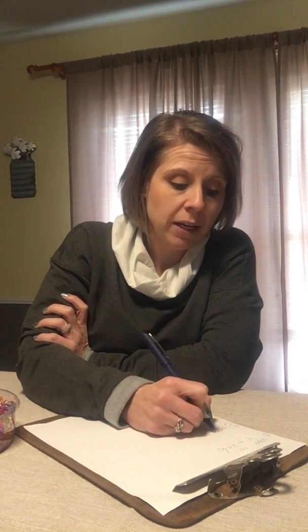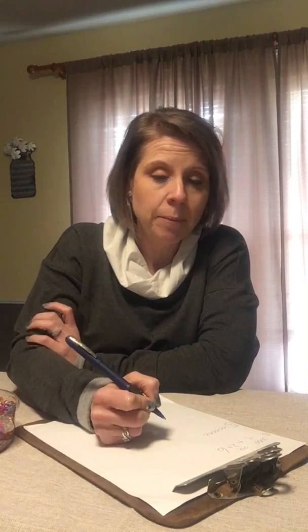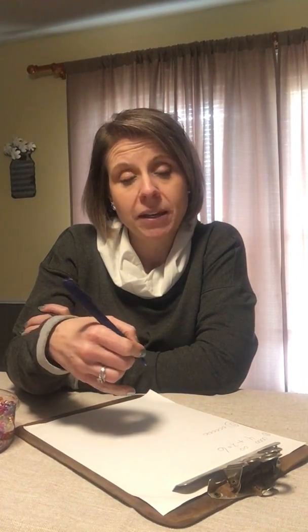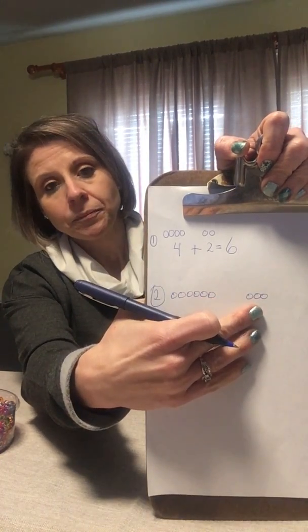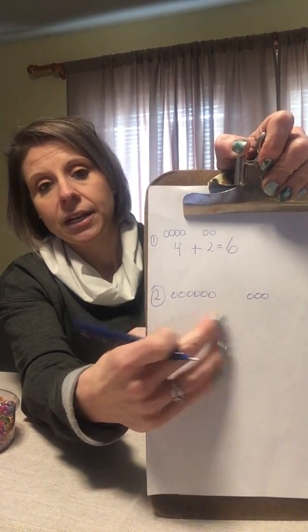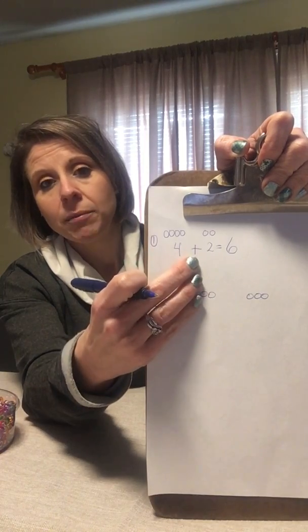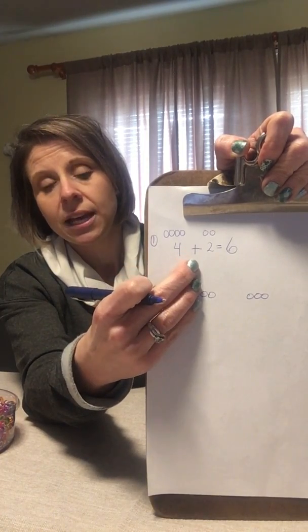1, 2, 3, 4, 5, 6. And then they said 3 more came to join them. So in my next group, I have to make sure I do the 3 circles. 1, 2, 3. So I have the 6, and then I have the 3. And they want to know all together again, so we know it's going to be an addition problem just like this one, so we have to use our addition sign.